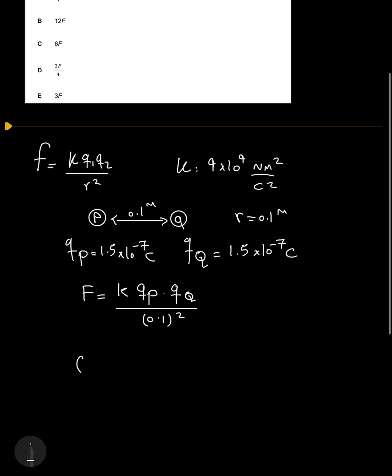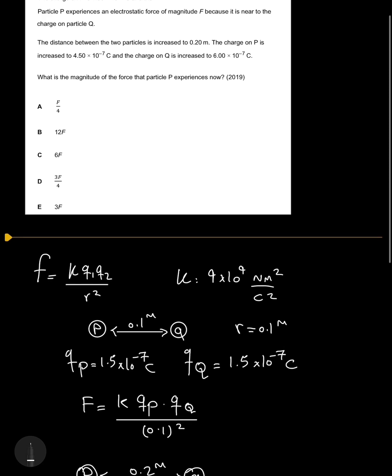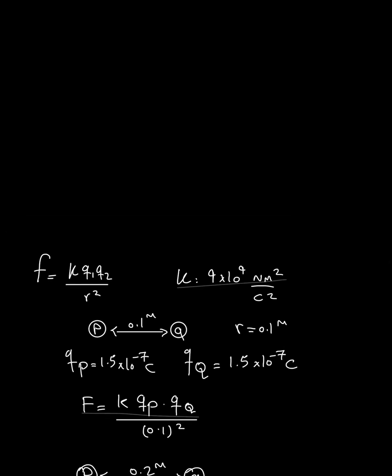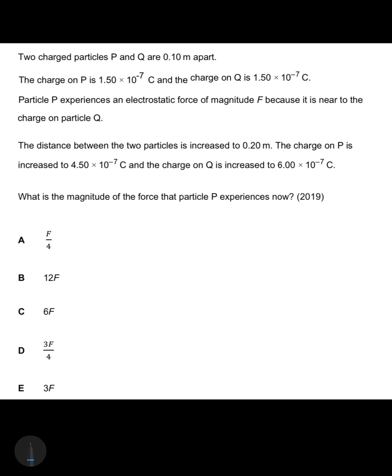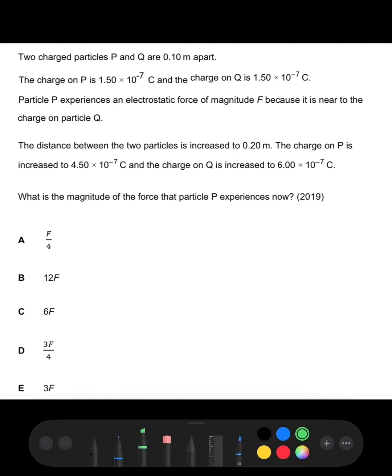We want to find a new force between them after we increase the distance between them. So let's say this is P and this is Q again. Now they have different charges, and the distance between them is increased to 0.2 meters according to the question. The charge on P is increased to 4.5, and the charge on Q is increased to 6 times 10 to the power of negative 7. What is the magnitude of the force that particle P experiences now?